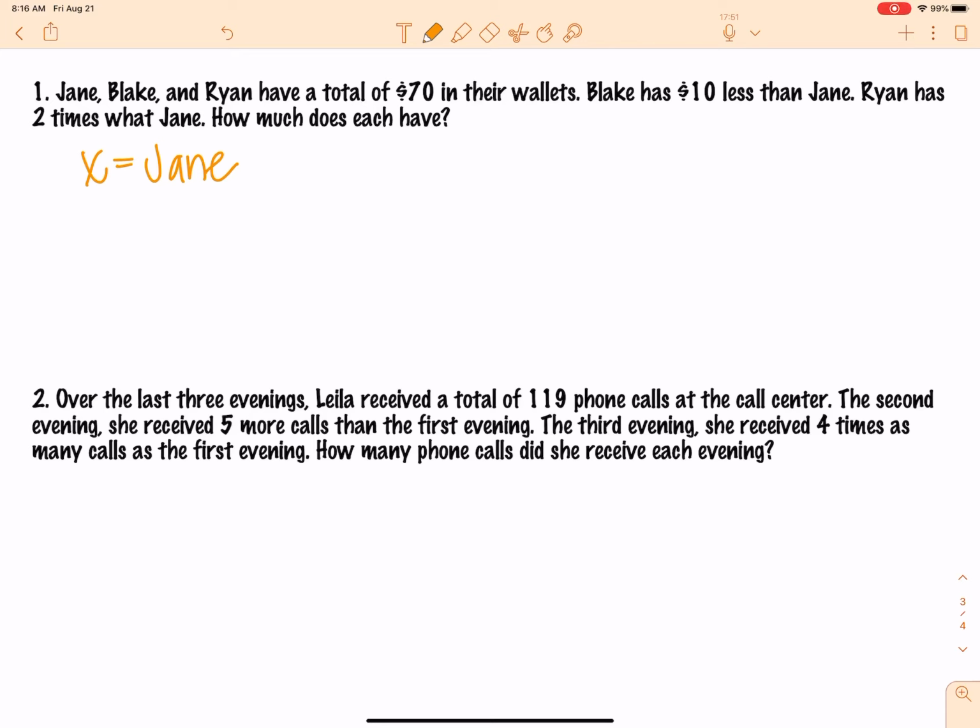Okay, now we're going to write Blake and Ryan based off Jane being X. So in that second sentence, it says Blake has 10 less than Jane. So 10 less than Jane would be X minus 10. And then Ryan is 2 times Jane. So 2X.